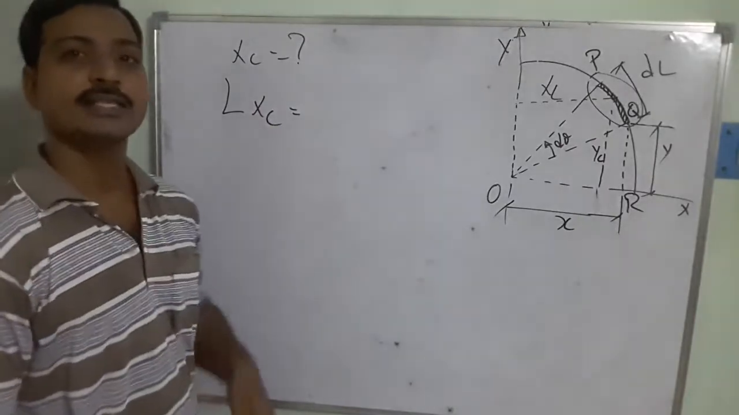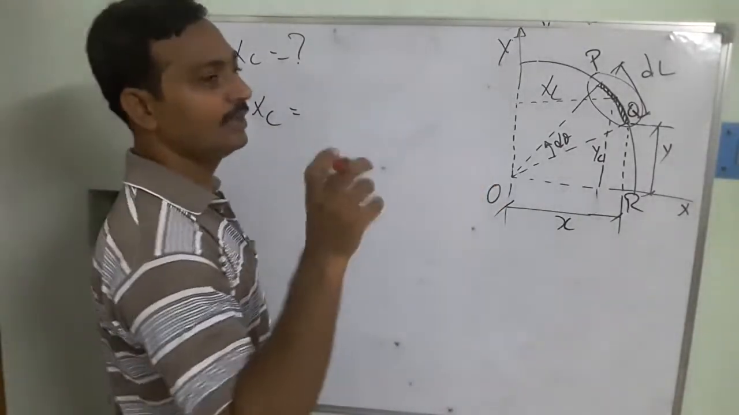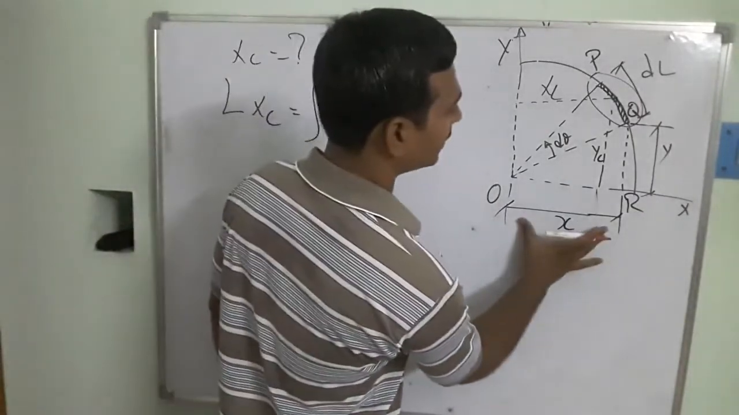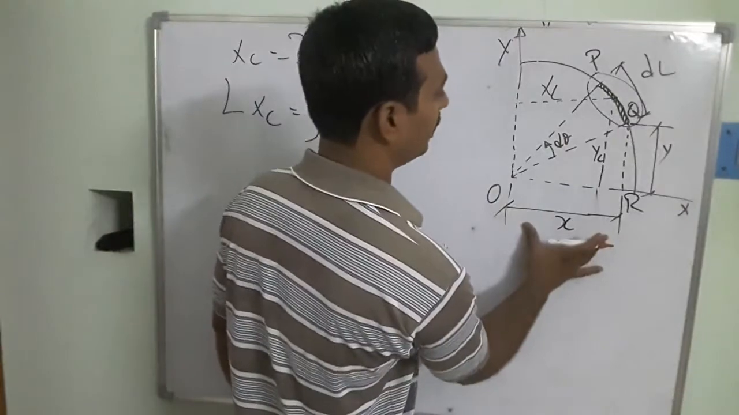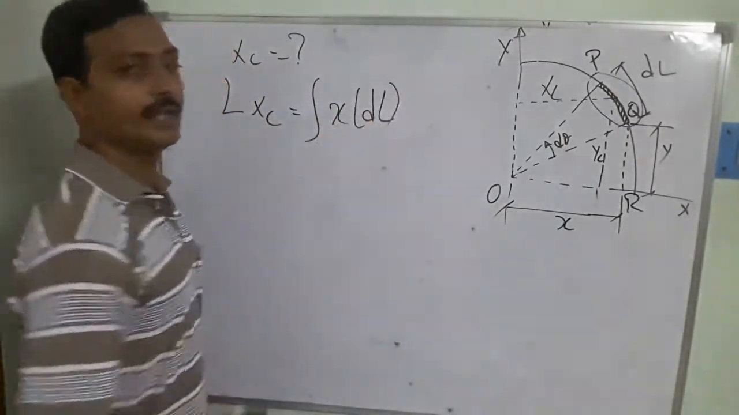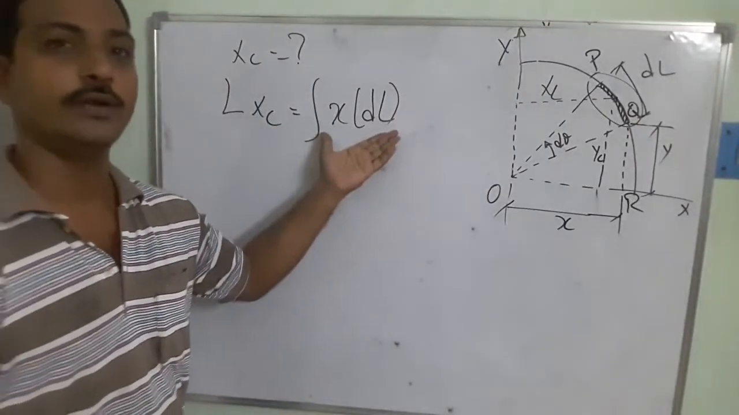Similarly, taking the summation of the moments of the individual forces, that's going to be the integral. The element is located at a distance of x, so we multiply x into dl. Now in this case, what are the x and the dl we need to substitute?